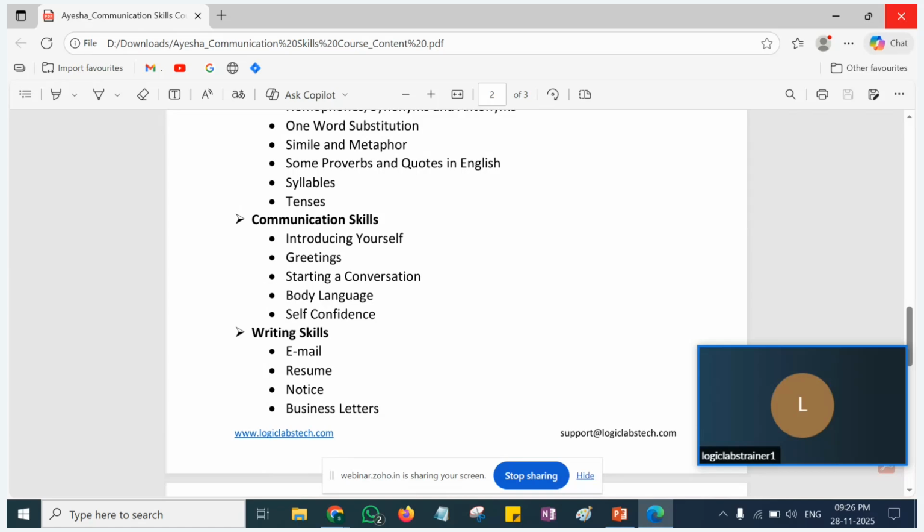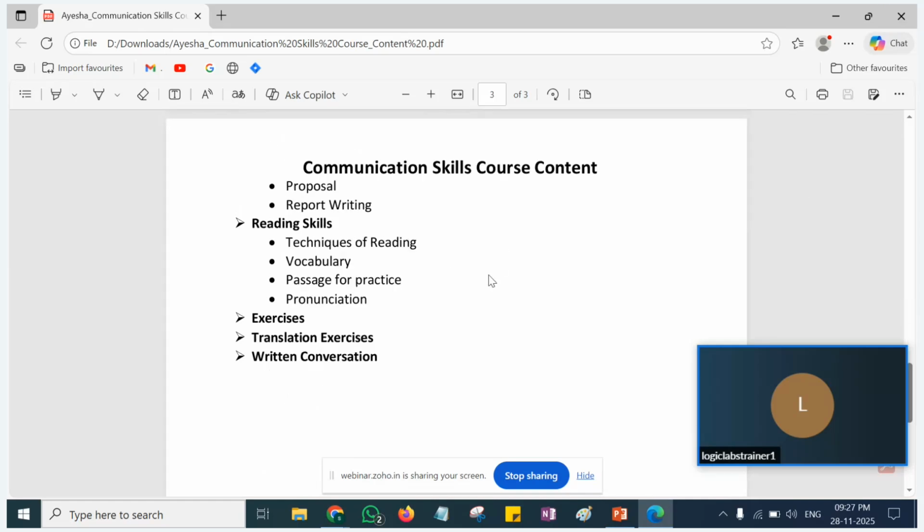Now, coming to the writing skills, guys, we're going to understand how to write an email based on the particular situation. Next, how to write a resume based on different types and requirements. Notice, business letters, proposals, report writing. Next come the reading techniques. We're going to discuss, guys, how one can remember vocabulary, and I'm going to provide passages for practicing reading. Pronunciation will also come under reading.